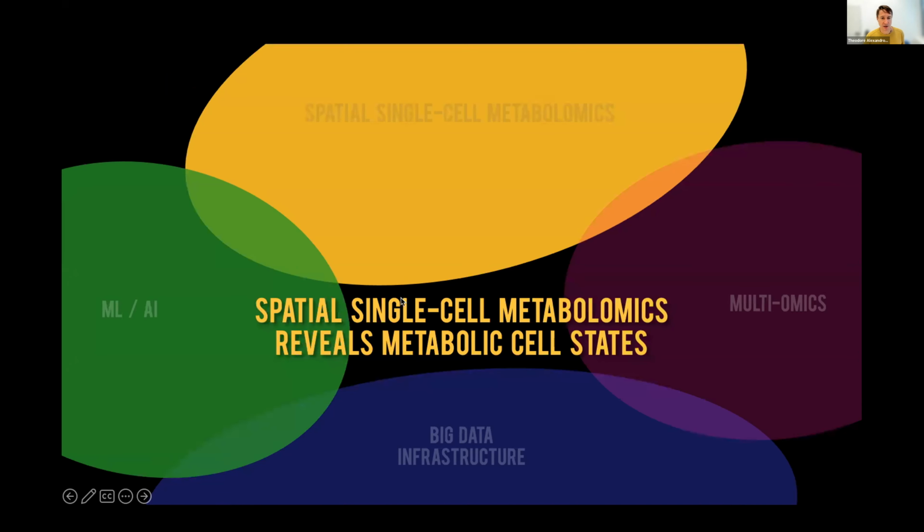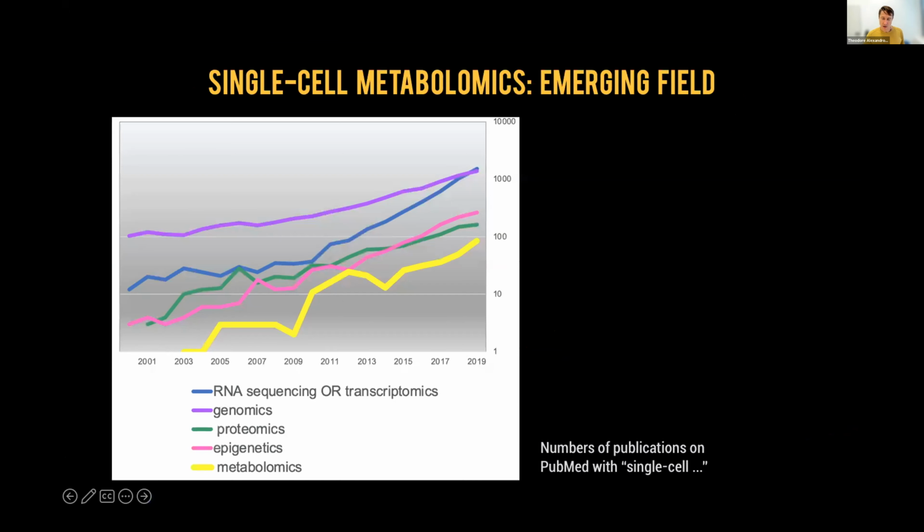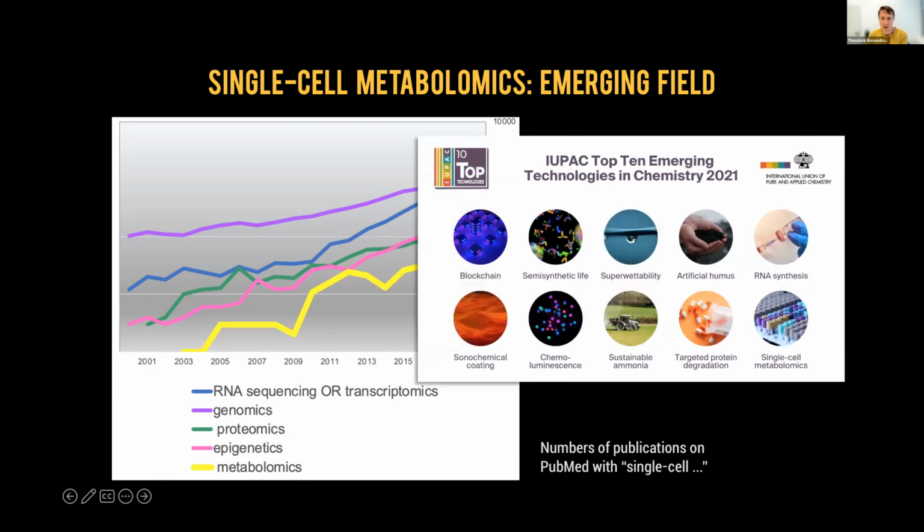Now I would like to explain how we can do single cell analysis and set the stage for Volker's presentation on how we do it. So putting it into perspective, first of all, single cell metabolomics is a really emerging field. Just a couple of years ago, there were just 100 publications on PubMed on this topic. But right now, like other single cell analysis, it is an exponentially, rapidly developing field. If you're interested, last year, single cell metabolomics was recognized among the top 10 emerging technologies in chemistry by IUPAC, the International Union of Pure and Applied Chemistry, which is a standard-setting body for chemistry.